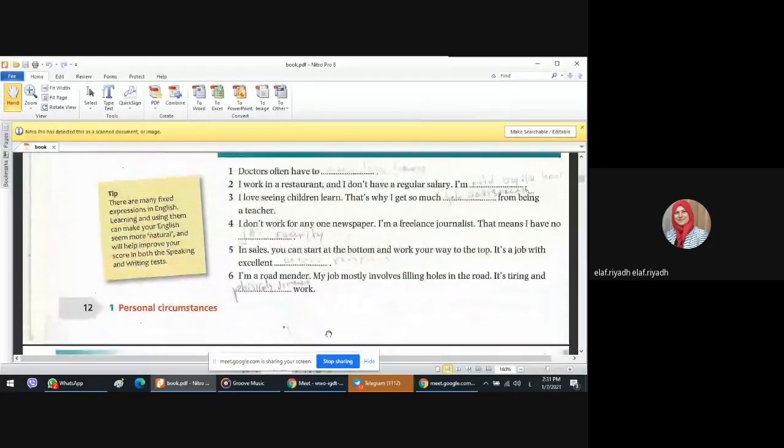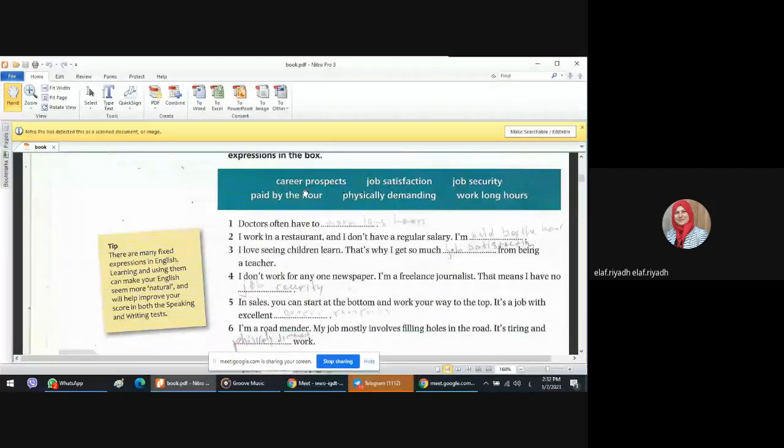Okay, here you have tips, like what we call advice. There are many fixed expressions in English. Learning and using them can make your English seem more natural and will help improve your score in both speaking and writing tests. It means that we have some expressions that are fixed. Here we have expressions fixed in using with the word work. If you memorize them well, it makes it easy for you to use them.